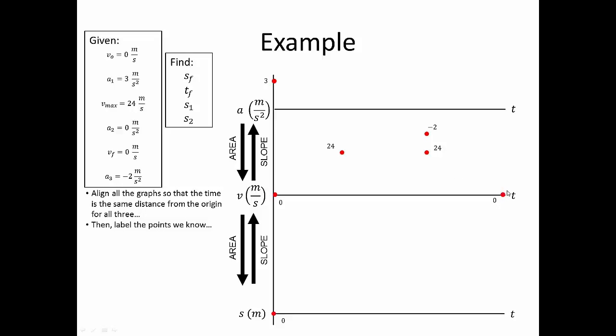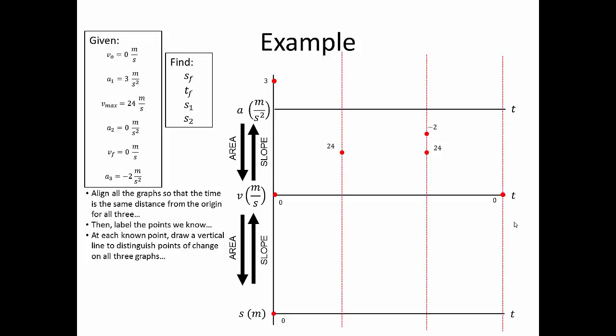And then finally, our final velocity is 0 when the vehicle finally comes to rest. Now, at each of the known points, we want to draw vertical lines to distinguish the points of change on all three of the graphs. These are the times where we have a change in our motion. This will just help us to separate the different portions of the graph and the different portions of the motion.